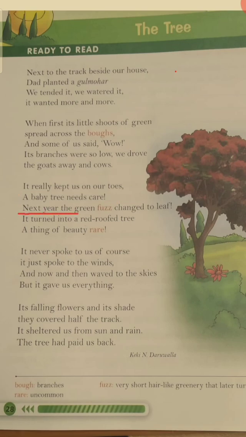Next year the green fuzz. Green fuzz means very short hair, greenery, very tiny leaves, like the little shoots of green I mentioned earlier. What will happen to those leaves the next year? They are going to become leaves. So the speaker is telling us that the very next year the small trees are going to become full-fledged leaves.